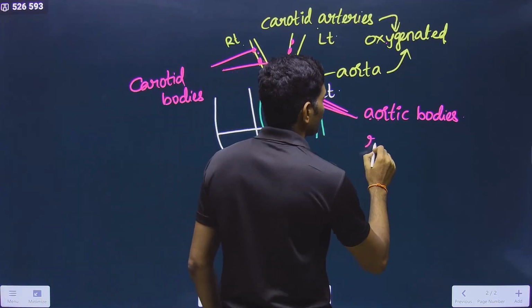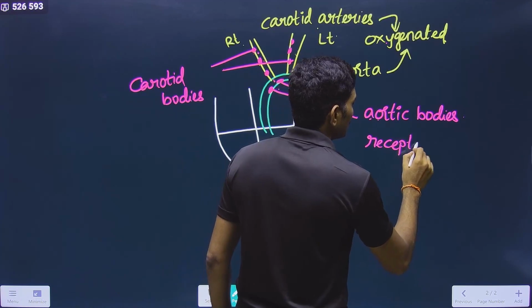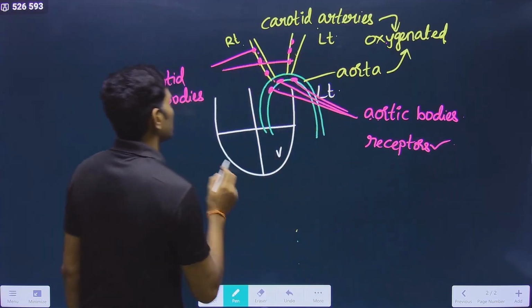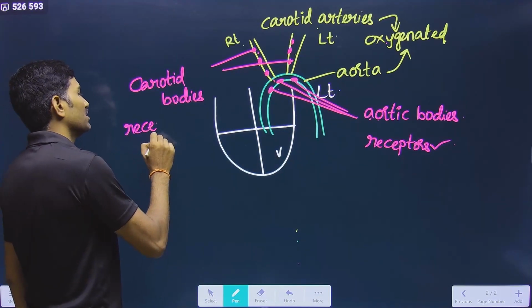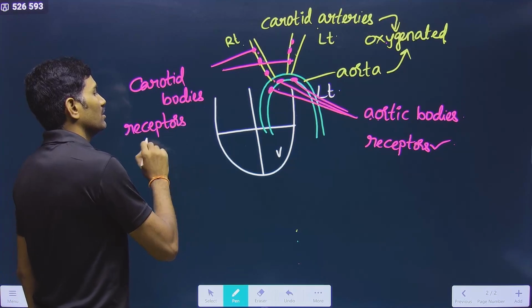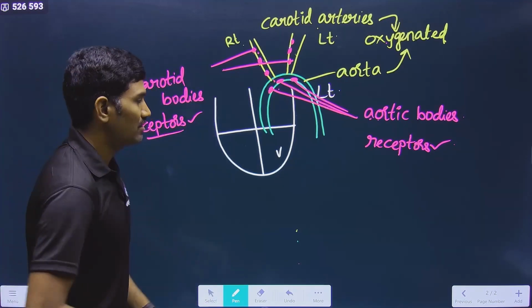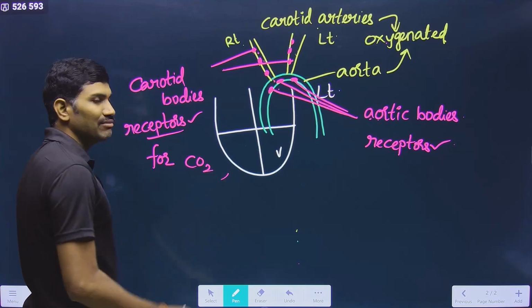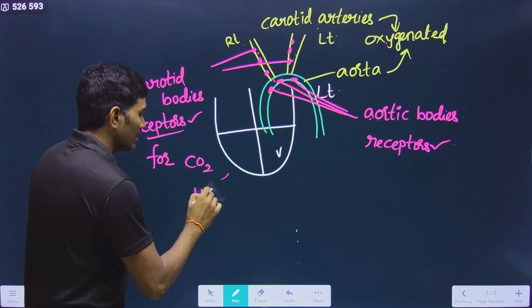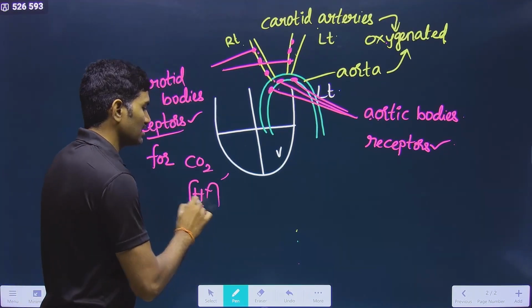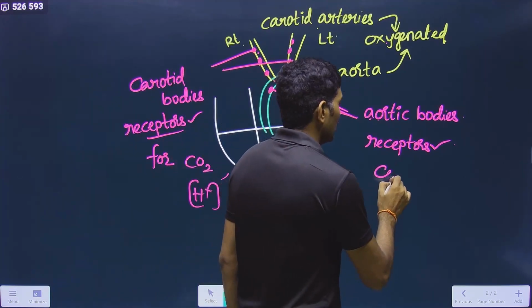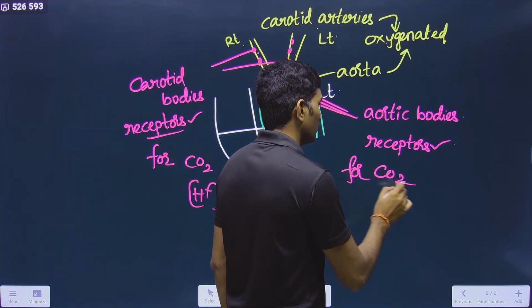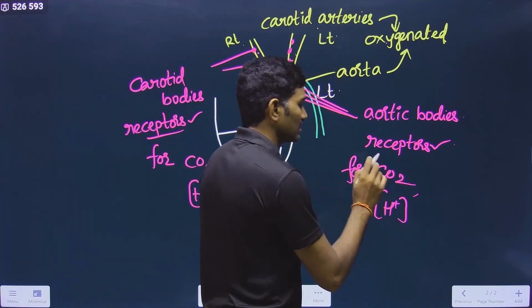And now within these bodies, what are present? Some receptors are present. Receptors are present in this, and even in this one also. So receptors for what? This is very important. Receptors for measuring the levels of carbon dioxide and also for measuring the H plus ion concentration. Please observe carefully. Receptors for CO2 and also H plus ion concentration.